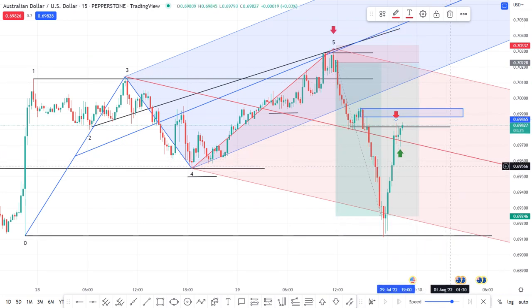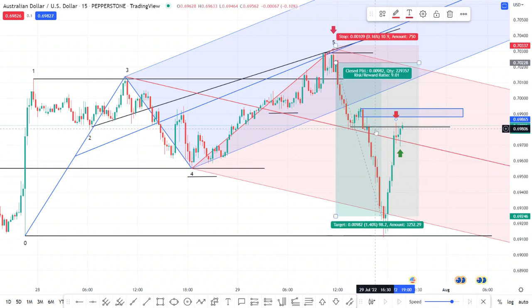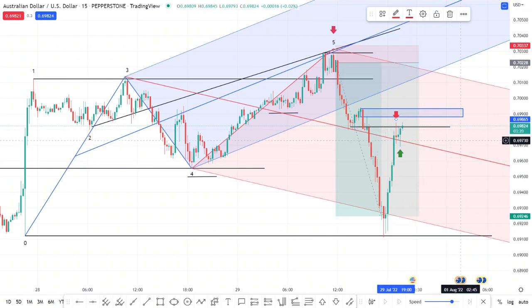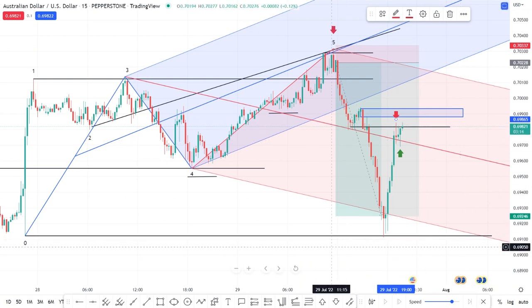And this is good price action to watch, especially as the market will close in a few hours. So, we'll see what position we can get here. And I hope you learned something. That's it for this video.